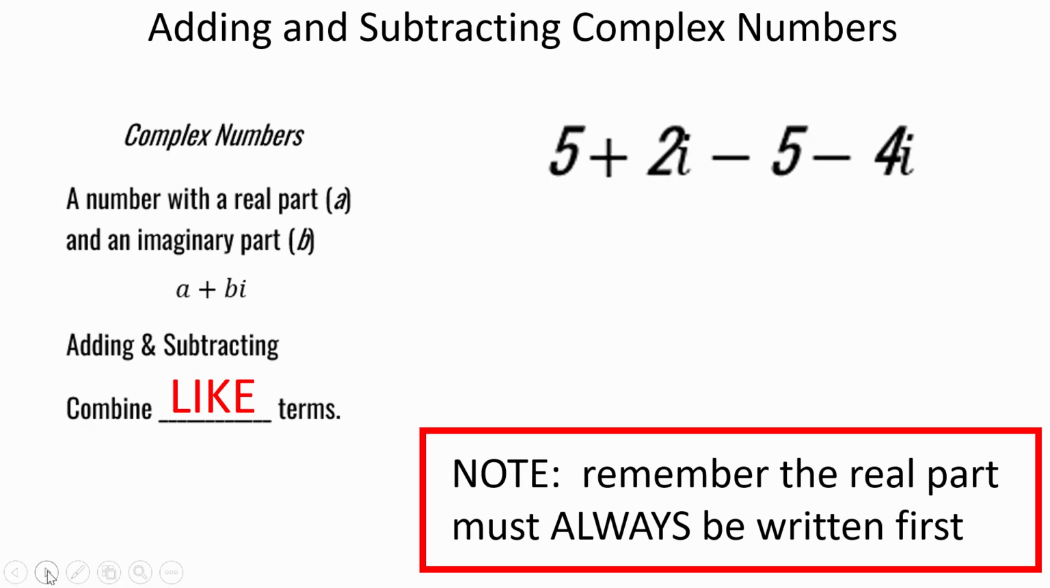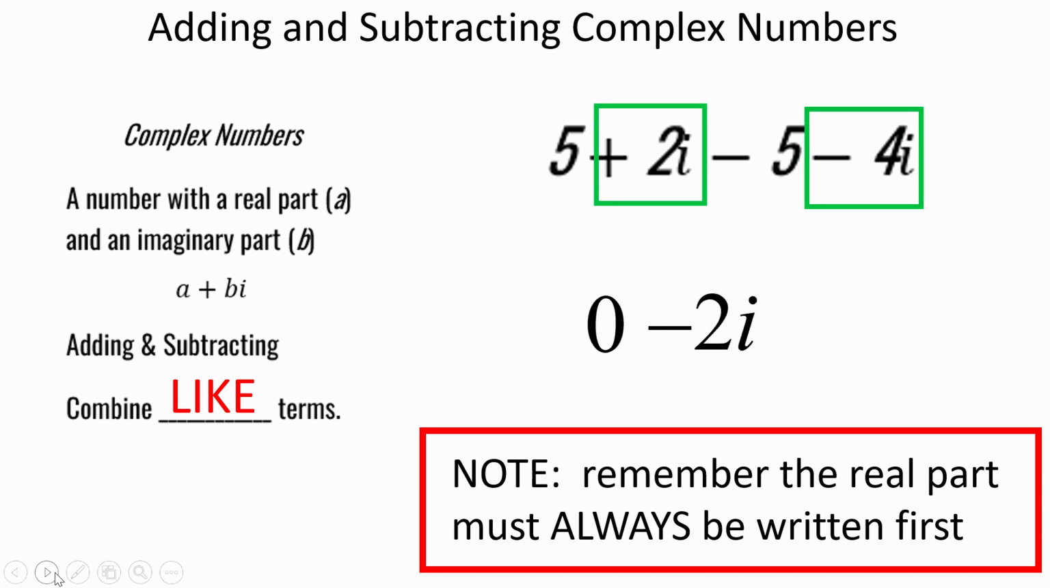Okay, let's try another one. I'm going to combine my like terms, so 5 minus 5 is 0. Remember, 0 is a perfectly legitimate number. My other like terms are 2i and negative 4i, so that'll be negative 2i. And I can leave it as 0 minus 2i, or I can just simplify it down to negative 2i. Either way is fine. And you are still in the real plus the imaginary part either way.